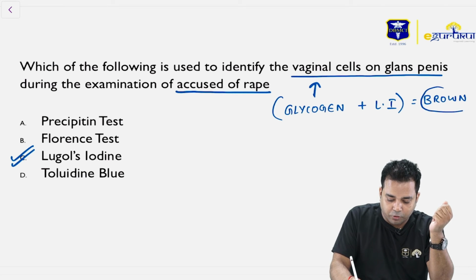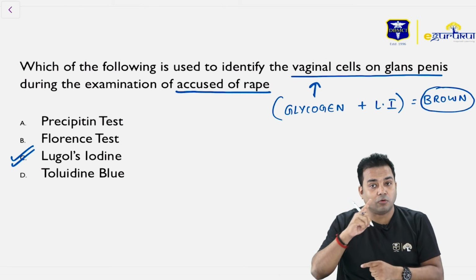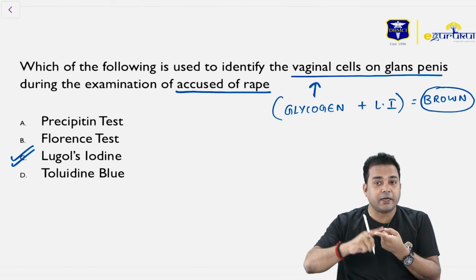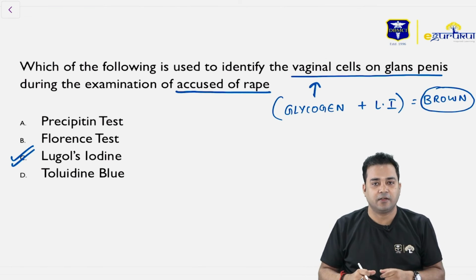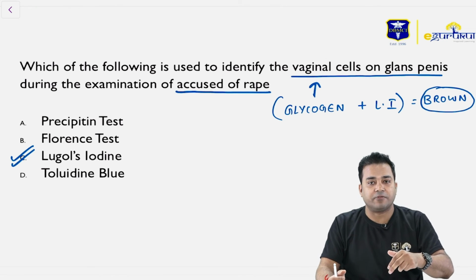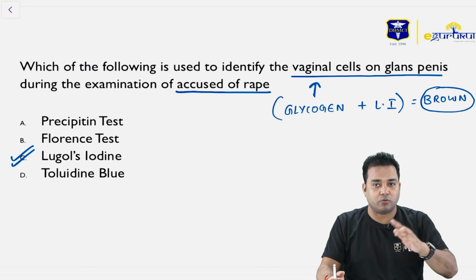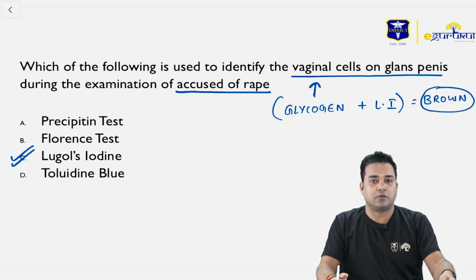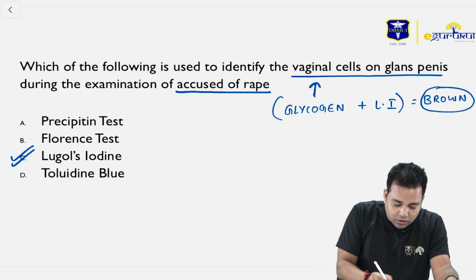Will this test be positive if the accused has used a condom? No. But there we will detect lubricant material from the penile shaft, which will be suggestive of use of a condom. So even if this test is negative, sexual assault cannot be ruled out because the accused might have used a condom. What is the use of the precipitin test?